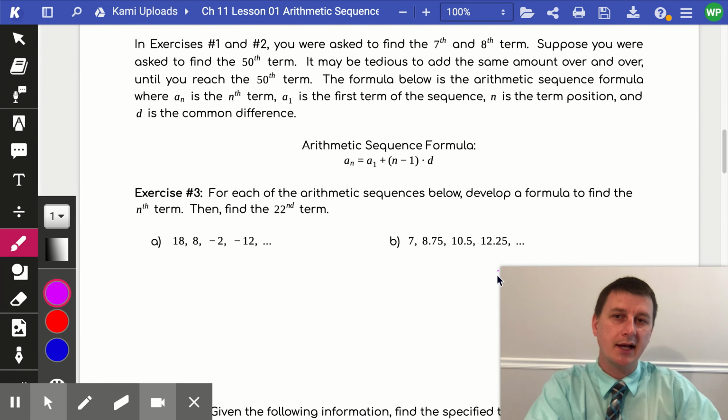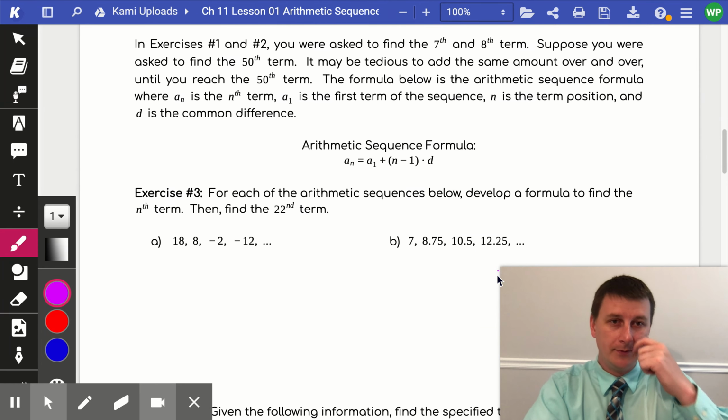It says in exercise numbers 1 and 2, you were asked to find the 7th and 8th term. Suppose you were asked to find the 50th term. It might be tedious to add the same amount over and over and over. So remember, you were given 4 terms in each of those 2 exercises. If you had to add 3, for example, to the 5th term, then the 6th, then the 7th, then the 8th, then the 9th, then the 10th, then the 11th, all the way to the 50th term, that would be very, very tedious, as I said.